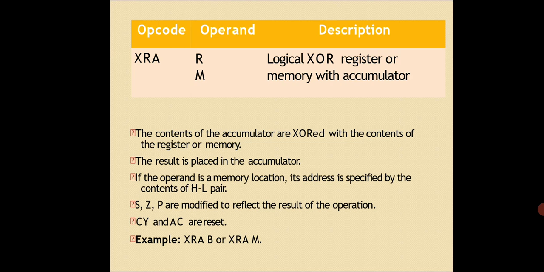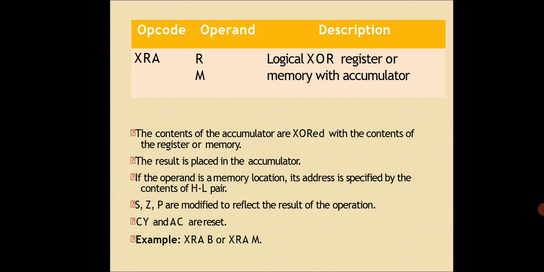The next instruction is the XRA. XRA stands for exclusive OR with accumulator. So this is a 1-byte instruction. It makes XORing the operand content with the accumulator. The result is stored in the accumulator. S, Z, P flags are modified according to the result. CY and AC flags are reset.